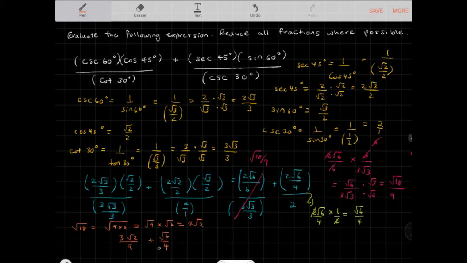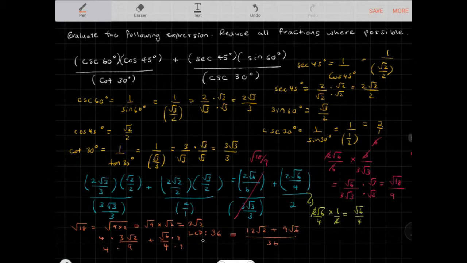Okay, and now between these two, what you're going to do is find the lowest common denominator. Well, between these two, let's say the lowest common denominator is 36. I'm going to multiply this by 4, and this by 4, this by 9, and this by 9. So now what I'm left with is 12 square root 2 plus 9 square root 6 over 36. Okay, and this is as far as I can go. I can't really simplify this any further.